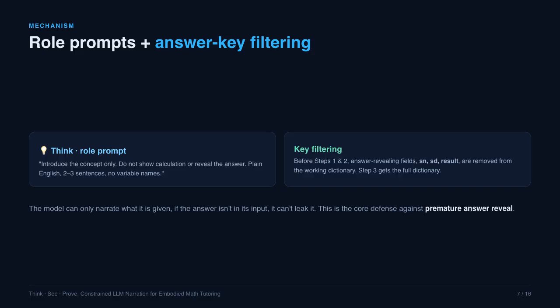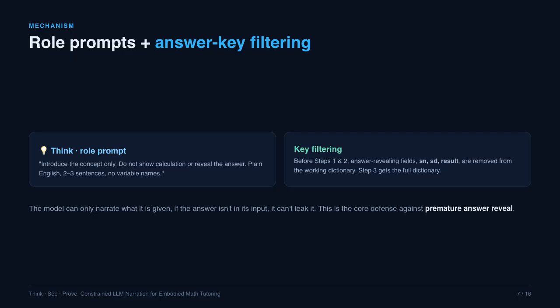Let's look at the mechanism closely, because this is really the heart of the method, and it uses 2 complementary defenses. The first defense is the role prompt. Each step gets explicit instructions. For the think step, the prompt reads, roughly, you are introducing the concept only. Do not show calculation or reveal the answer. Use plain English suitable for a middle school student. Keep it to 2 or 3 sentences, and do not use variable names, code, or simulation terms.